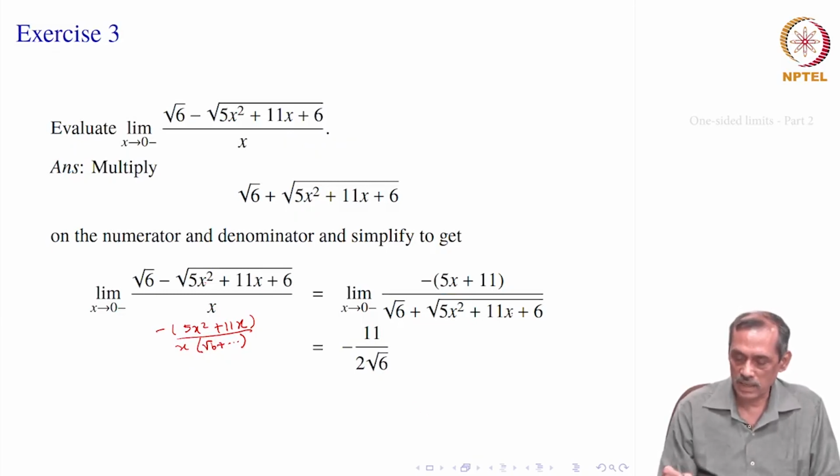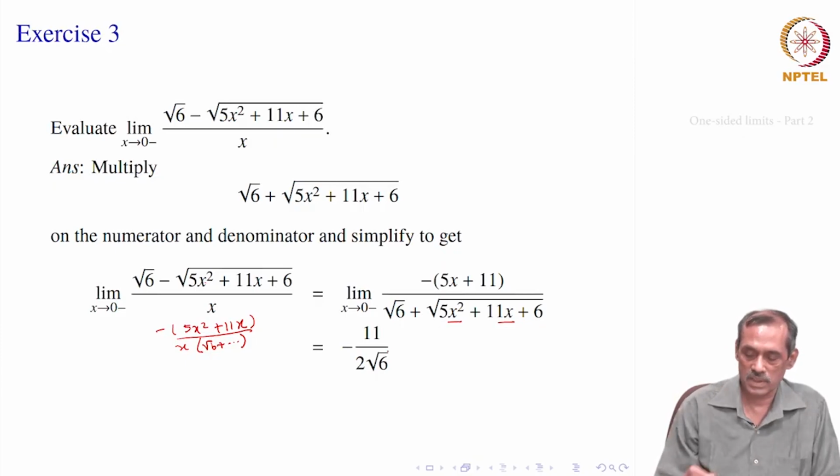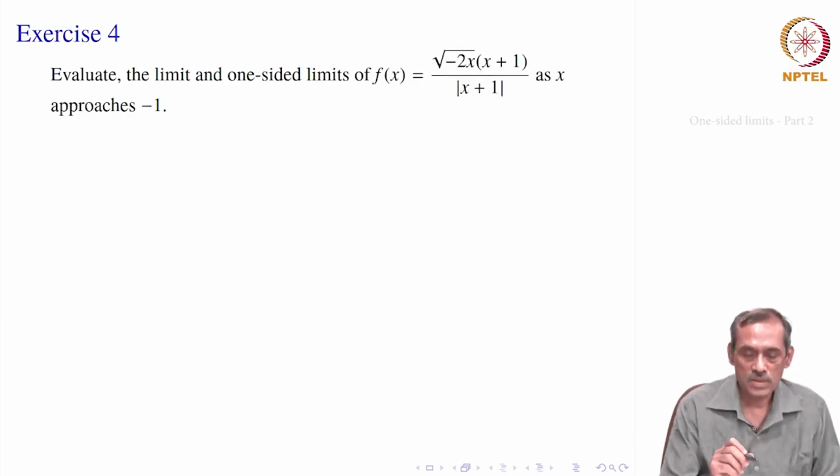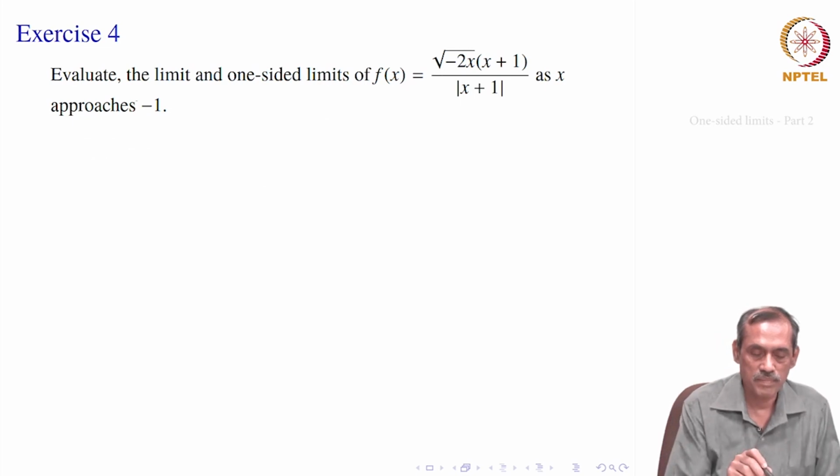Now, the denominator limit does not go to 0, in fact, that becomes 2 root 6, it is root 6, the other one becomes 0. So, that is 2 root 6 and the top becomes minus 11. So, the left side limit of the function is minus 11 by 2 root 6. Okay. So, let us consider next problem.